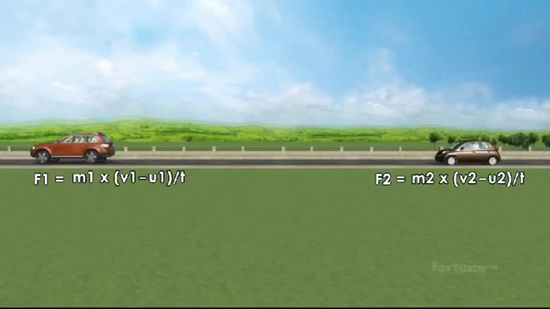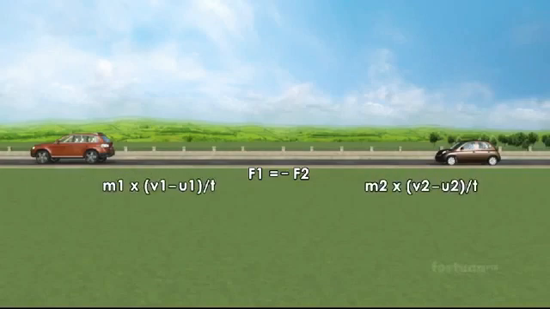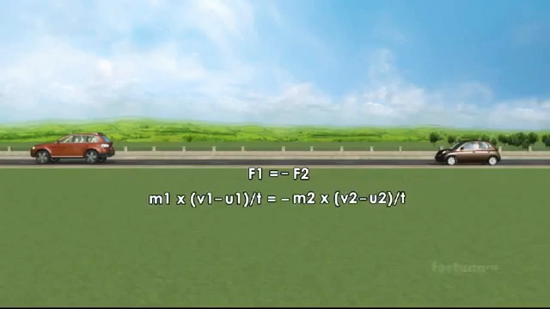minus U2 by T. According to Newton's third law, every action has a reaction that is equal and opposite, meaning the forces can be expressed as F1 is equal to minus F2. Because both forces are equal and opposite, we can also write them as M1 into V1 minus U1 by T is equal to minus M2 into V2 minus U2 by T.